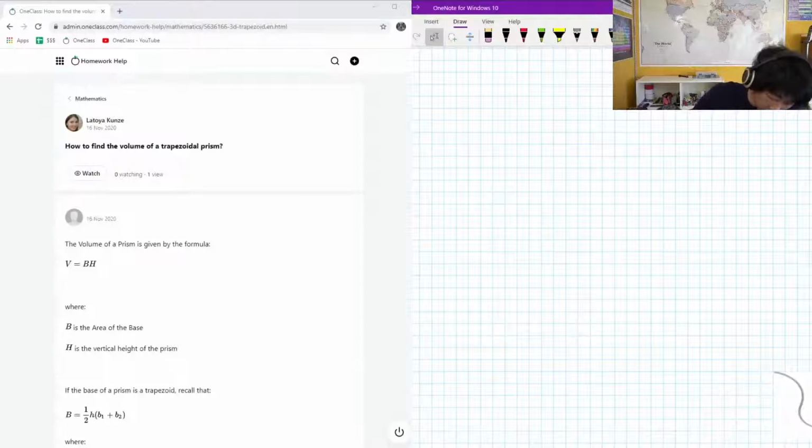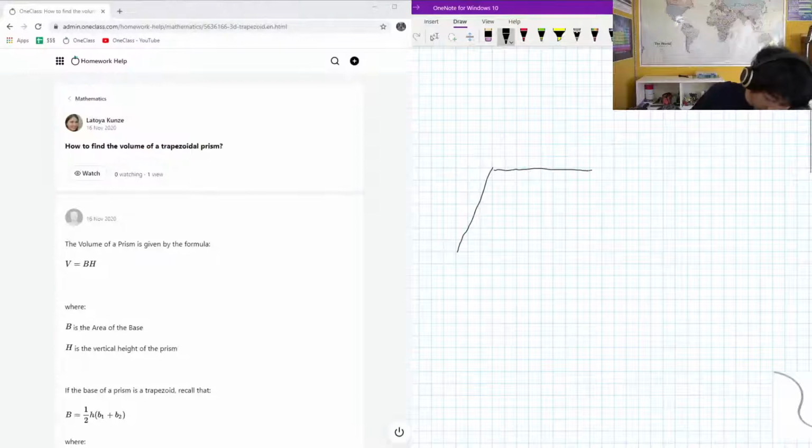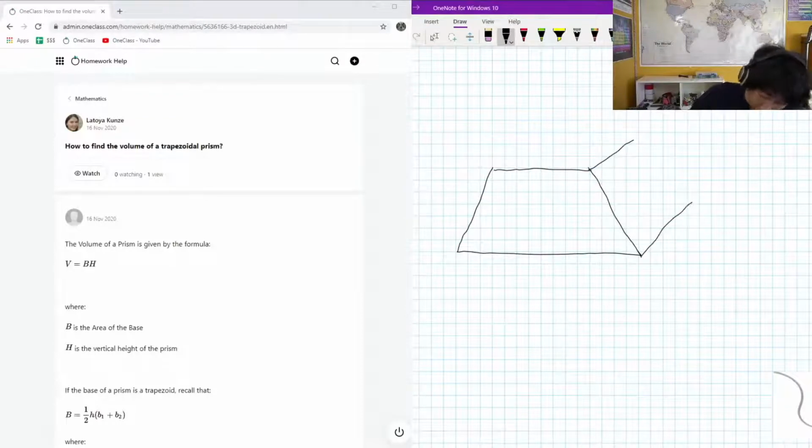So we know that a trapezoidal prism is going to need a trapezoid like this, and it is extended to be prismy, prism-like, for lack of a better term. Okay, so we know that these are going to be parallel with each other, and these are also going to be parallel with each other. Okay, so hopefully this drawing is reasonable enough.